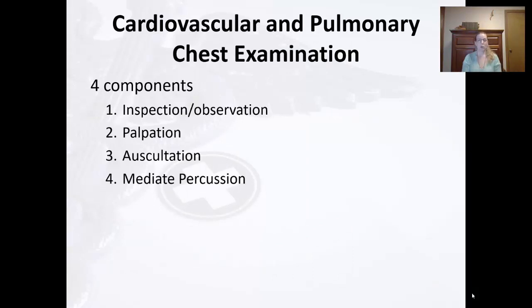The cardiovascular and pulmonary chest exam has 4 components, and we're going to talk about these each individually. First, we're going to talk about inspection, then palpation of the chest wall, auscultation of the lungs and the heart, and mediate percussion.